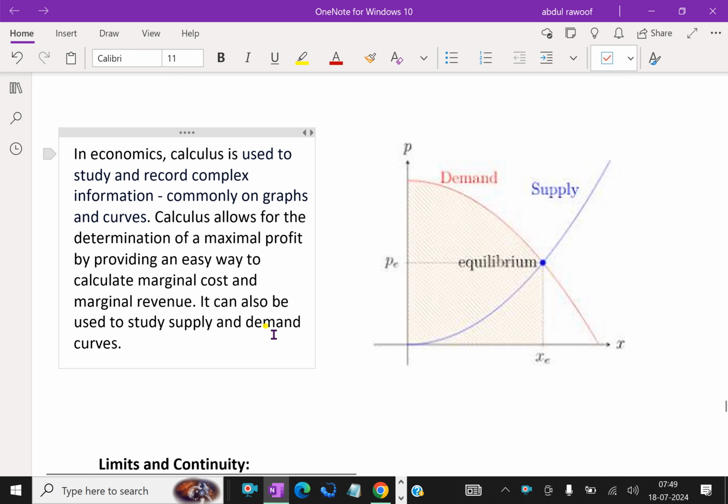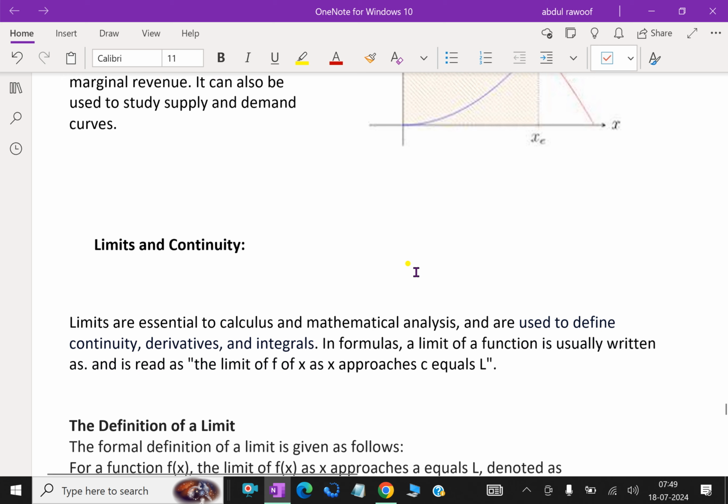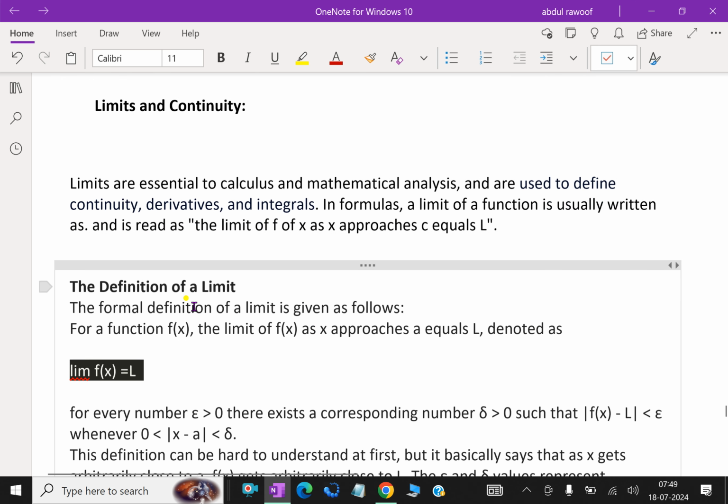In economics, calculus is used to record and study complex information, commonly on graphs and curves. Calculus allows for the determination of maximal profit by providing an easy way to calculate marginal cost and marginal revenue. It can also be used to study supply and demand curves. Now let us discuss the basics of limits and continuity.